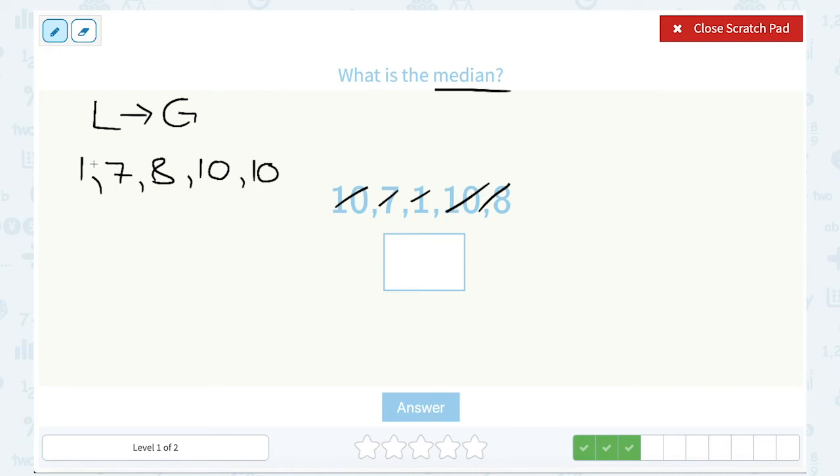Now in this case, since there's only 5 numbers, you might be able to look at it and see that my middle number would be 8. There's 2 to the left and 2 to the right. If you had a lot more numbers, you could cross them out and say, okay, smallest, biggest, second smallest, second biggest, to work your way to that 8.